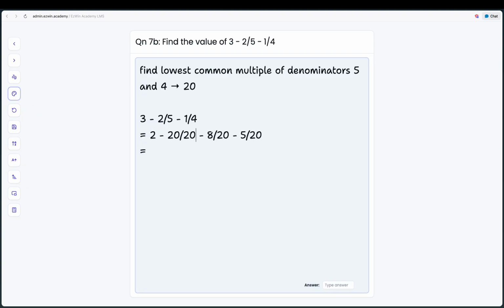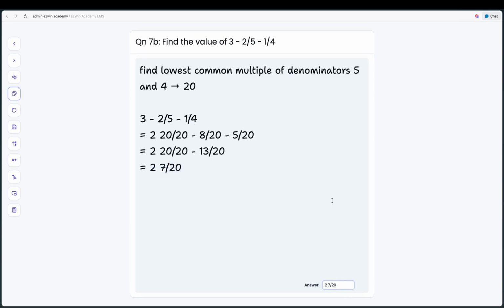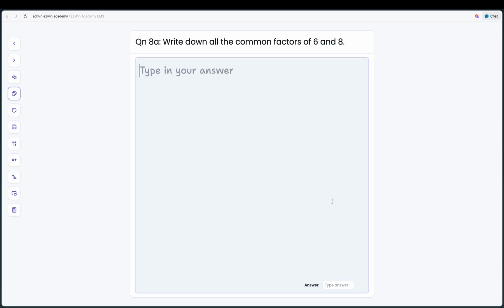We can use 60 if you want to, but I guess put 2, 20 out of 20. So 8 minus 5, this will be 13. Then what's left is 2, 7 out of 20 in this case over here. So that's the answer, 2, 7 out of 20. Let's move on to the next question.